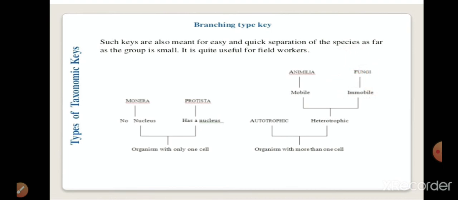So this branching type of key helps us to identify the species. But there is a problem: the choices are separated, but it is easy to see the relationship, while the key might be more difficult to construct. So this type of key is more difficult to construct, and it gives more information to the user.